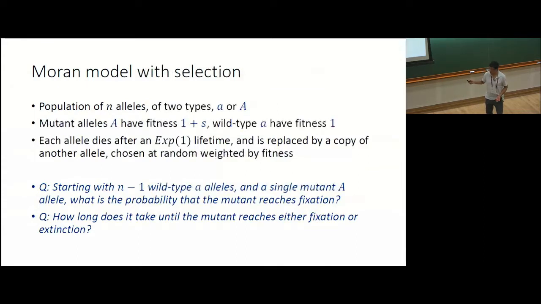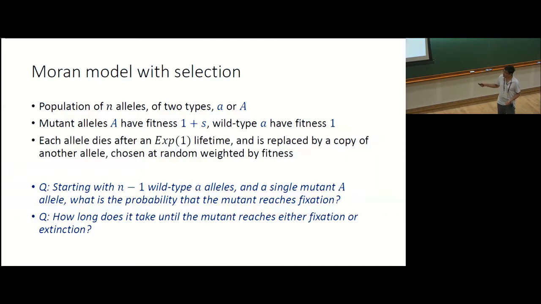Okay, and so the next thing, you can again do this also for the Wright-Fisher model, but for concreteness, let's do it in the Moran model. So you can have selection in the model. You have, again, the same setup, but now the mutant alleles, capital A, are favorable. They have higher fitness, 1 plus s. s is some small positive number.